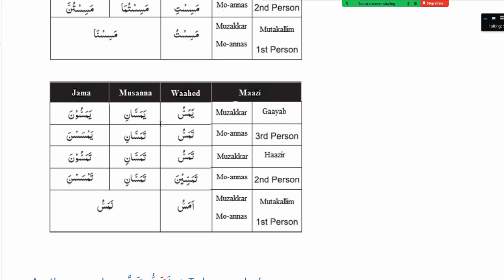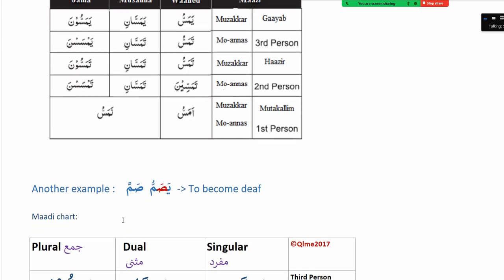Yamsasu becomes yamassu. So we have yamassu, yamassani, yamassuna. Tamassu, tamassani, yamsasna. Tamassu, tamassani, tamassuna. Tamassina, tamassani, tamsasna. Amassu, namassu.